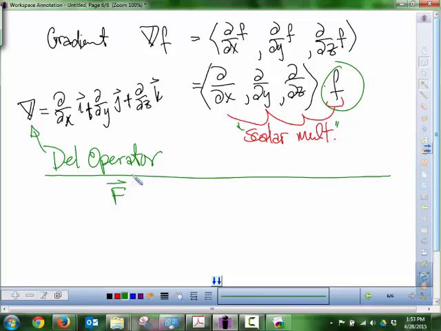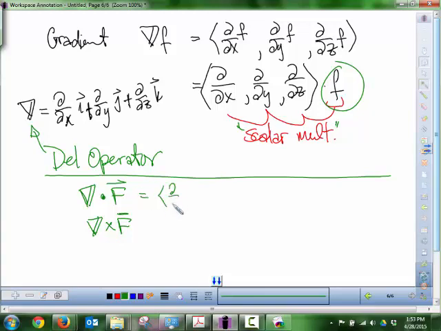What can you do with a vector? Cross them, dot them, right? So we can take our del operator, which is a vector, and dot it with your vector field. We could also take this vector field and cross it. We couldn't do that before because the dot product and the cross product work only for vectors. So now we have a vector operator, in quotes, that we're going to, in quotes, dot.